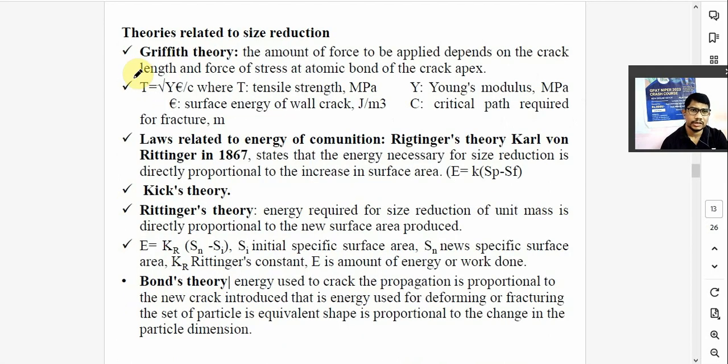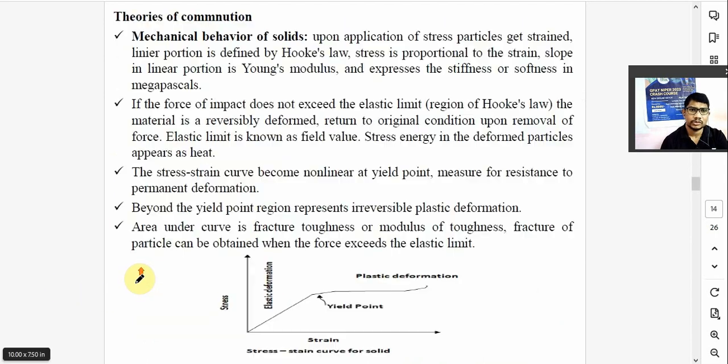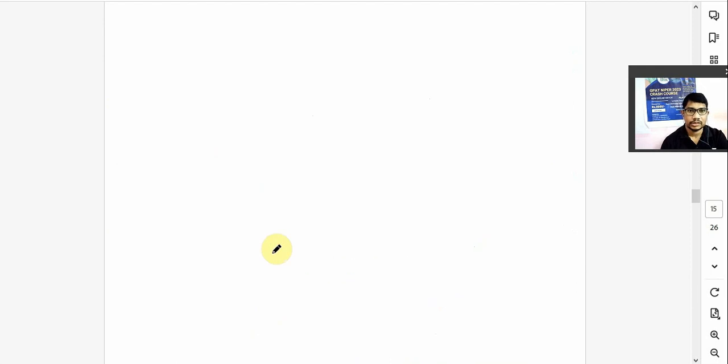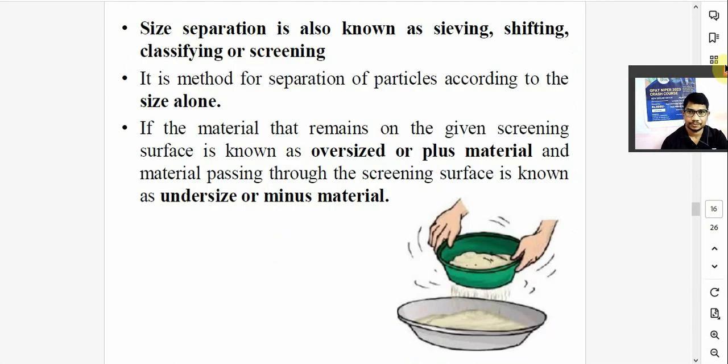We have seen the theories of size reduction: Griffith theory, Hicks theory, Bond's theory, Determinist theory. After that, we have seen the theories of combination, that is the mechanical behavior of solid: how solid will behave when you apply a stress. Initially it will behave like an elastic up to a certain point, that is known as a yield value, or the region is known as Hooke's region. Above this, the particle will undergo plastic deformation. We have seen this.